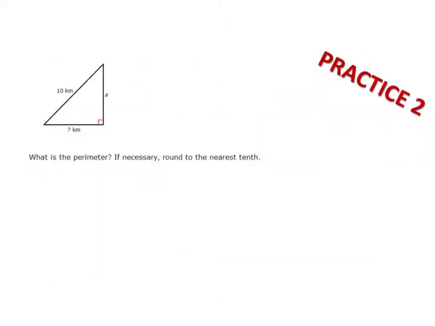Practice 2. What is the perimeter? If necessary, round to the nearest tenth. That means you would have a number and you would have one decimal place. All right, so if you have more than one decimal place, look at the second decimal place. If it's less than 5, just drop it. If it's 5 or more, round that first decimal place up one number. So be real careful when you're doing your rounding.